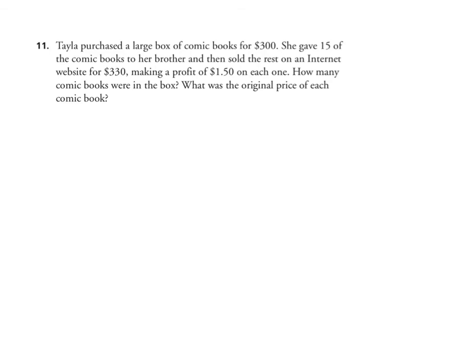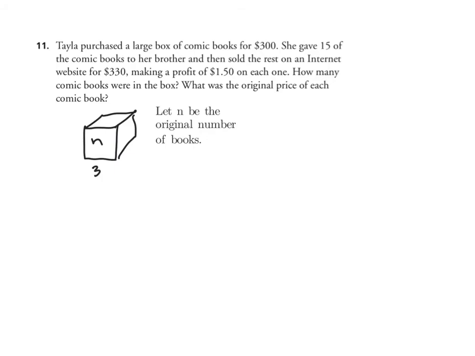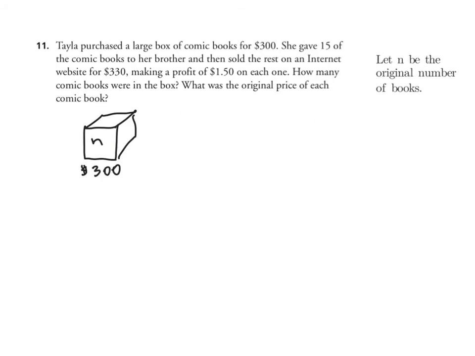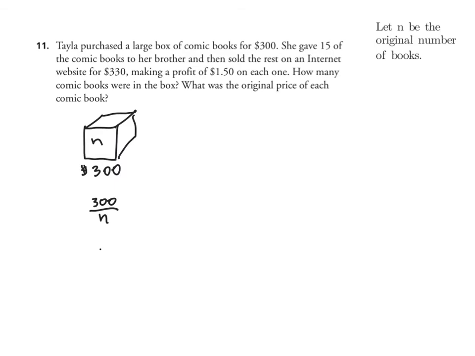All right, so we have a box of N books, and it costs $300. So each book costs 300 over N. That's the price per book. Right, you divide it by the number of books. Okay. And then she sold it.